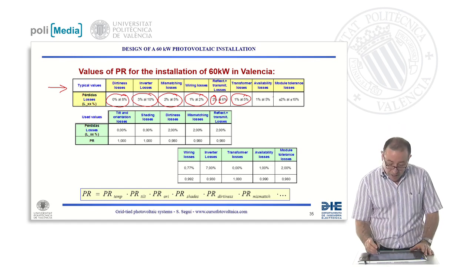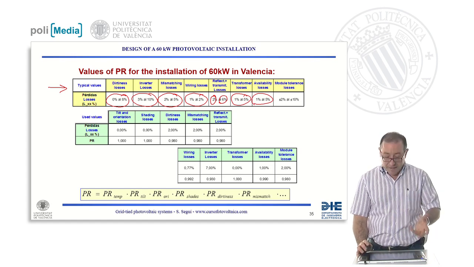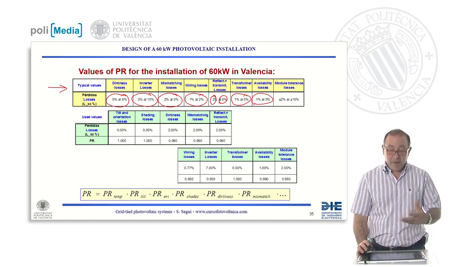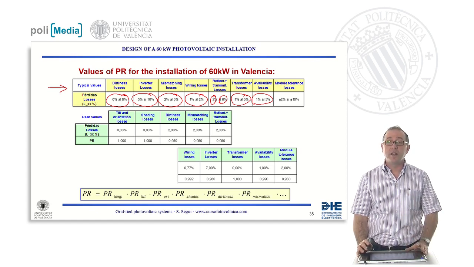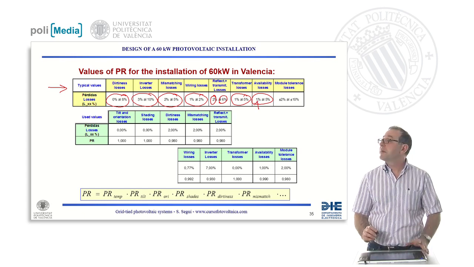About availability losses, we can find values between 1 to 5%, depending on the maintenance contract that we have for our plant or on the care that we give to the photovoltaic plant. If we are continuously monitoring whether the plant is working well, we can expect losses in the order of 1 to 2%.